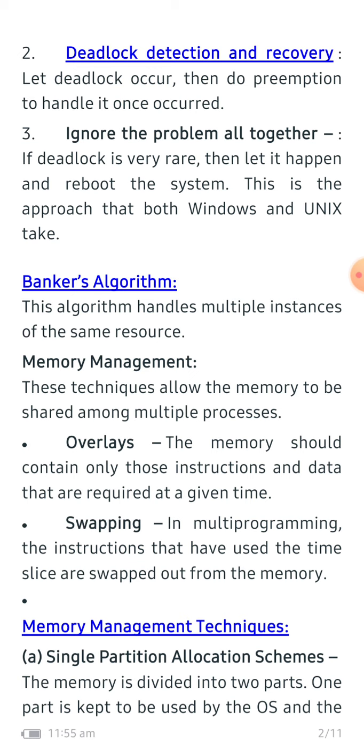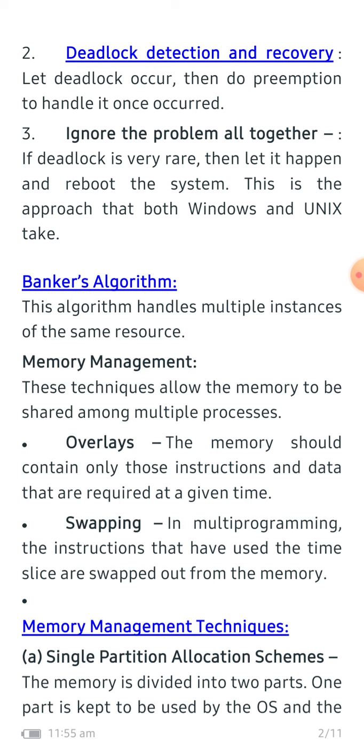Next is deadlock detection and recovery. Let deadlock occur, then take action to handle it once it occurs. Third is to ignore the problem altogether. If deadlock is very rare, then let it happen and reboot the system. This is the approach that both Windows and Unix take.